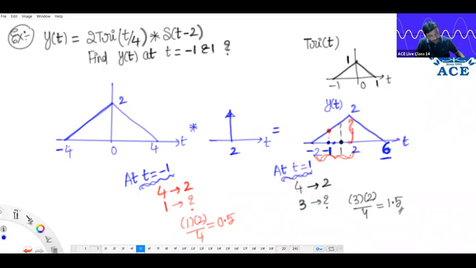Here we applied the convolution property of the impulse function. Always remember, theoretically, any signal convolved with a shifted impulse means the respective signal is shifted by that much amount. That is, x of t is shifted by that much amount.